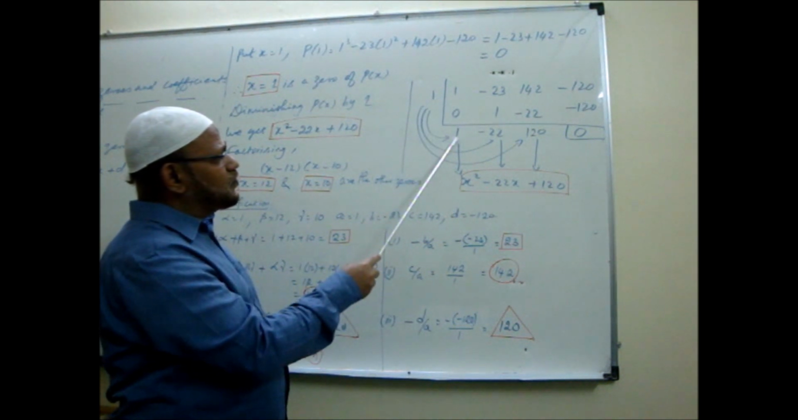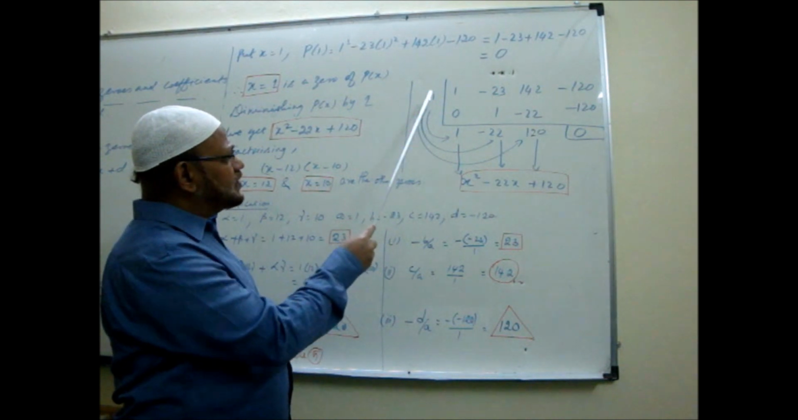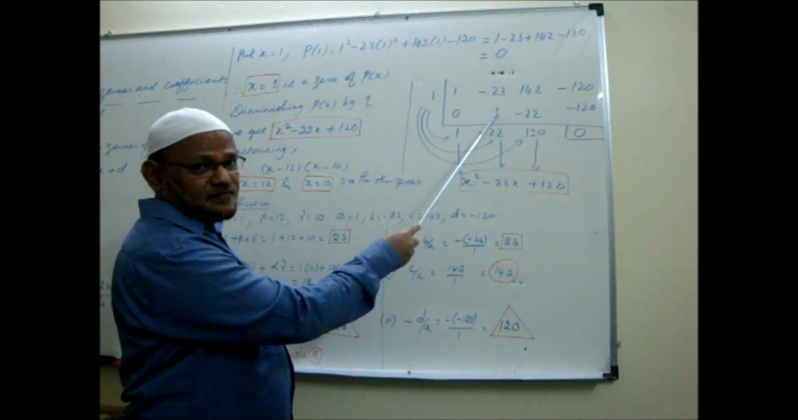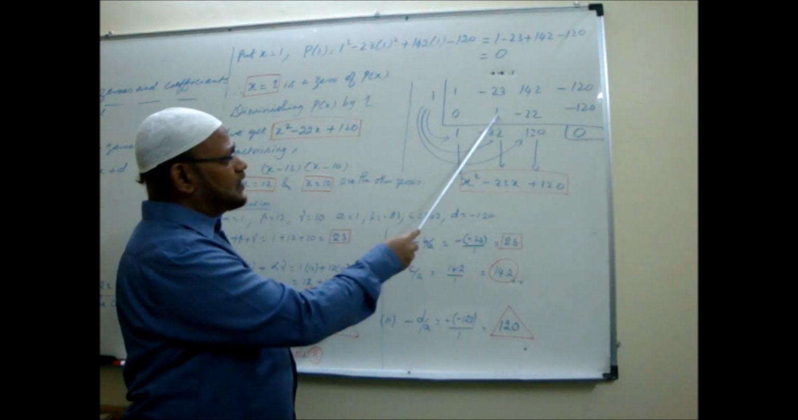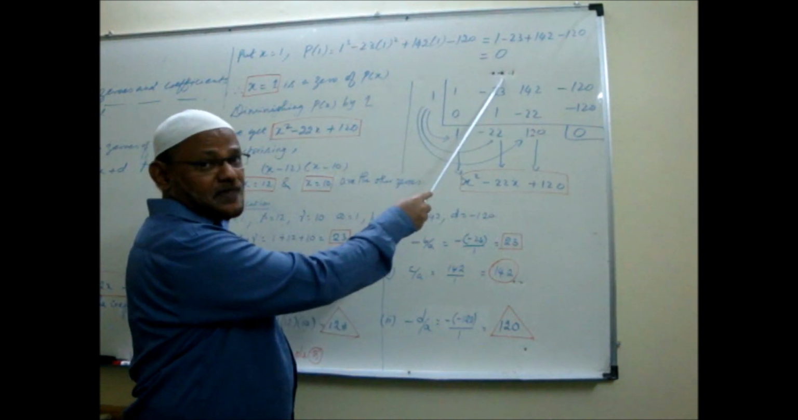Add, you get 0 plus 1, 1. Then what you do? You multiply these two and write here. Right? 1 into 1, 1 I multiply. Then add this. Not subtraction, addition.